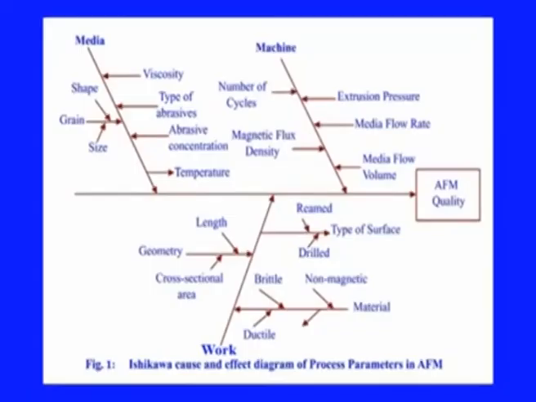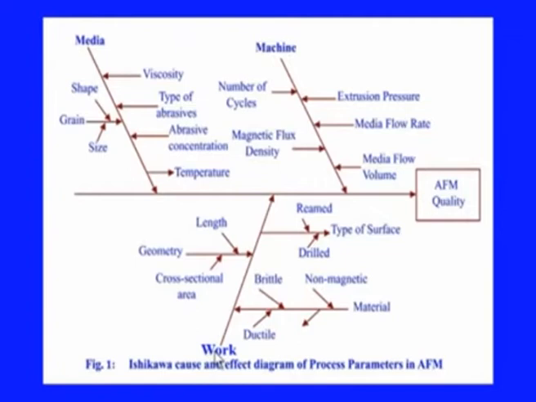Now, let us see the influence of these process parameters in the form of Ishikawa cause and effect diagram. Here is the diagram on the screen. Here all three categories of process parameters, based on media, then based on the machine and based on the workpiece, are being shown.